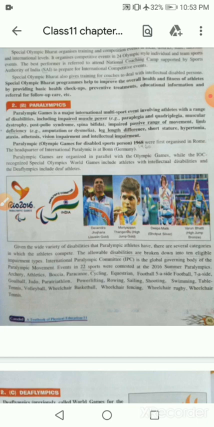The Paralympic Games are the Olympic Games for all disabled sports persons, and the first Paralympic Games was organized in Rome in 1960. The headquarters of the International Paralympic Committee is in Germany. The Paralympic Game is the game for disabled persons, and the first was held in 1960 in Rome, and the headquarters is in Germany.